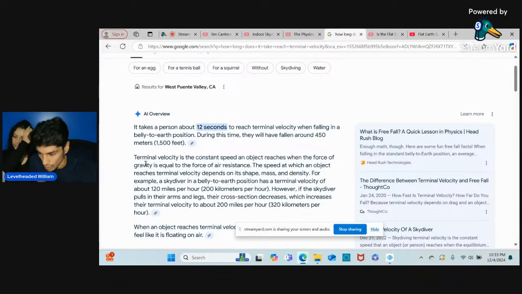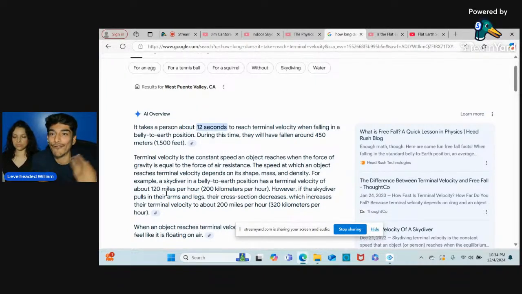But the definition for terminal velocity is the constant speed an object reaches when the force of gravity is equal to the force of air resistance. The speed at which an object reaches terminal velocity depends on its shape, mass, and density. For example, a skydiver in a belly to earth position has a terminal velocity of about 120 miles an hour. Keep that in mind. This number, the 120 miles per hour, they have to acknowledge that number, and I'm going to go over why.